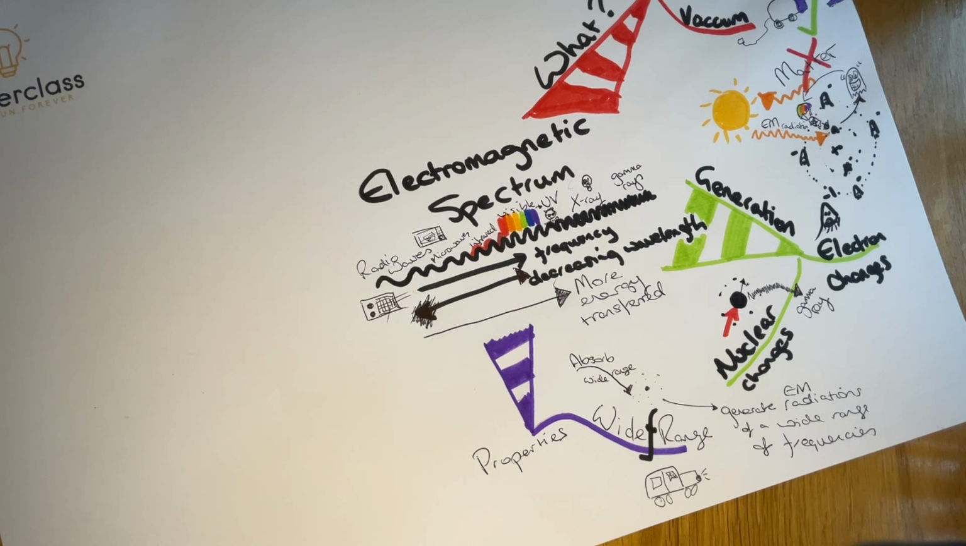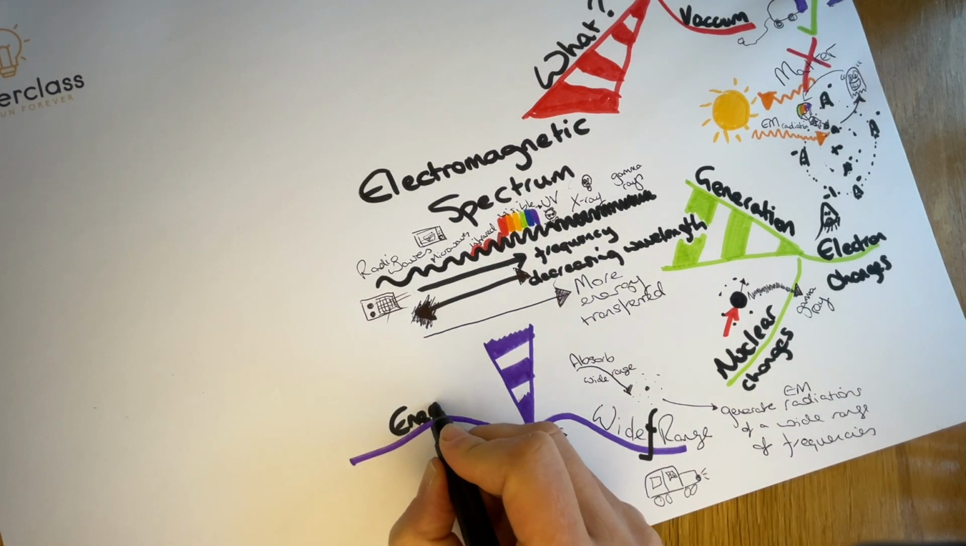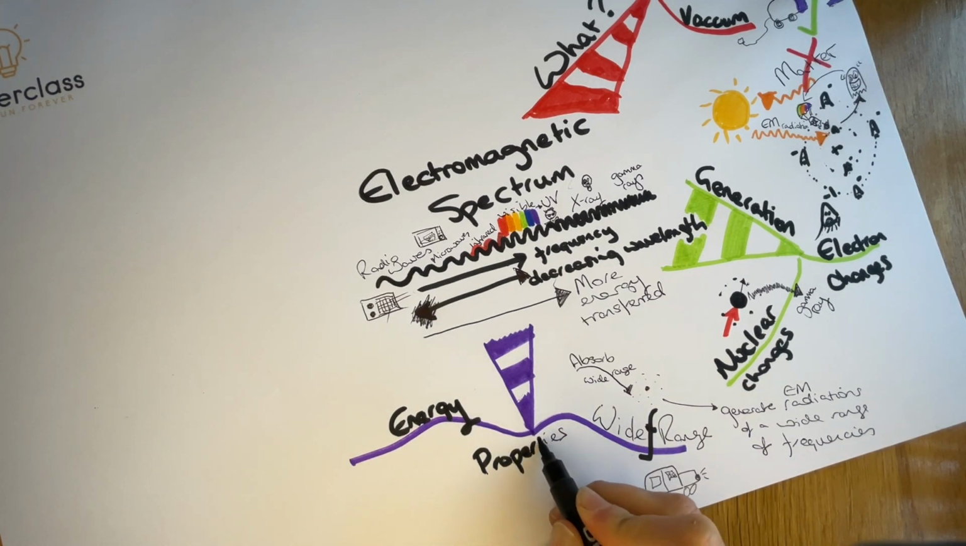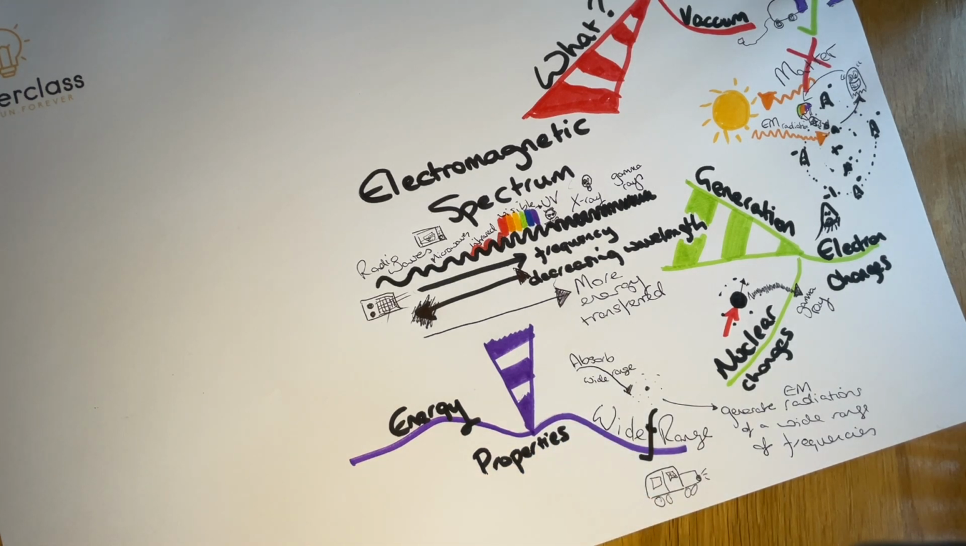Now, all electromagnetic waves transfer energy from a source to an absorber. So let's look at that. We're talking about energy. The energy goes from a source to an absorber, which I realise you can't see.